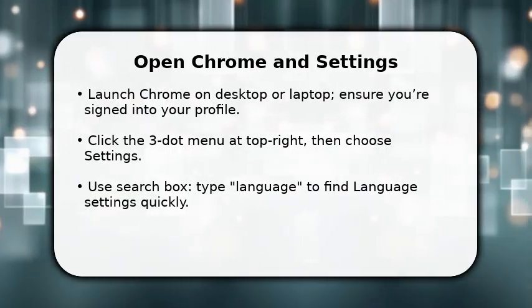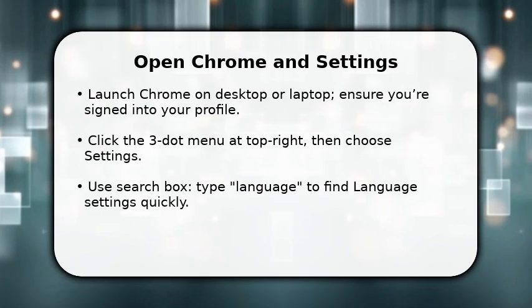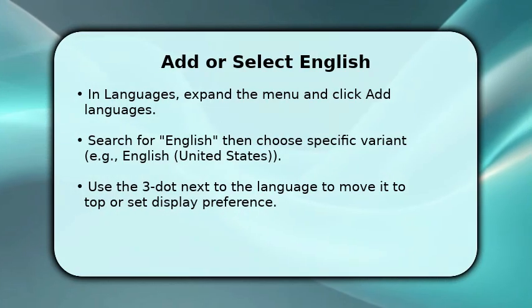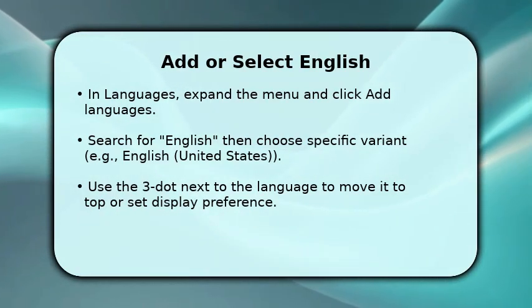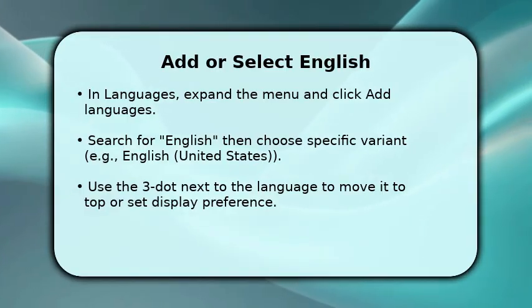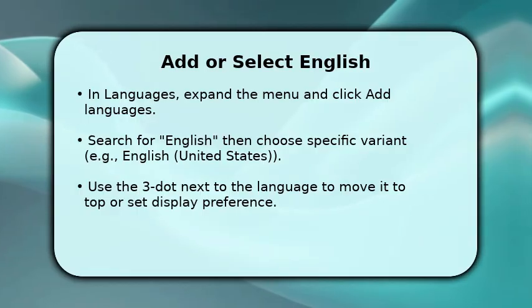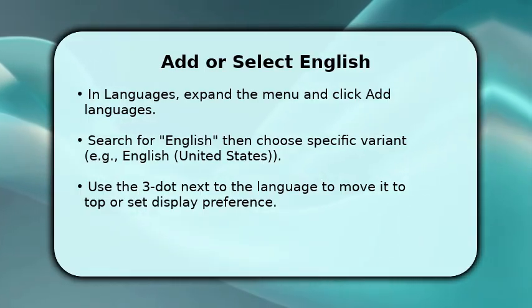Now move to the language controls and add English if it's not listed. Once you're in the language settings, click Add Languages and search for English. Pick the specific variant you prefer, such as English United States or English United Kingdom.